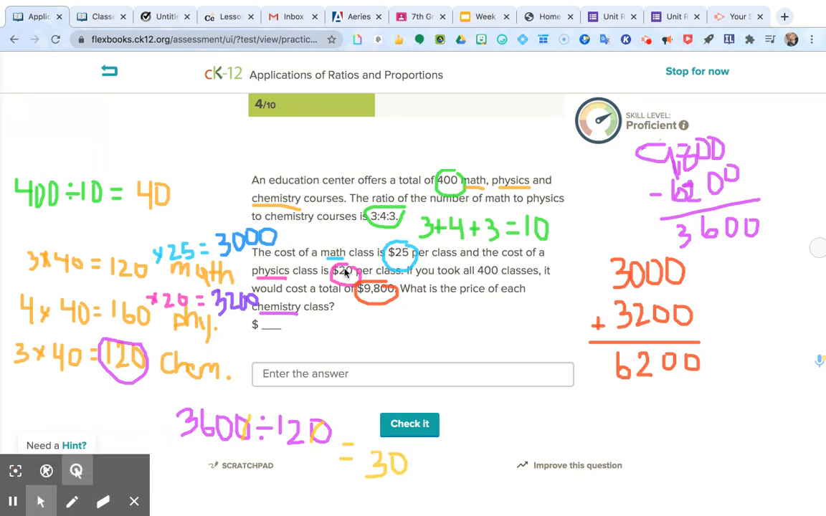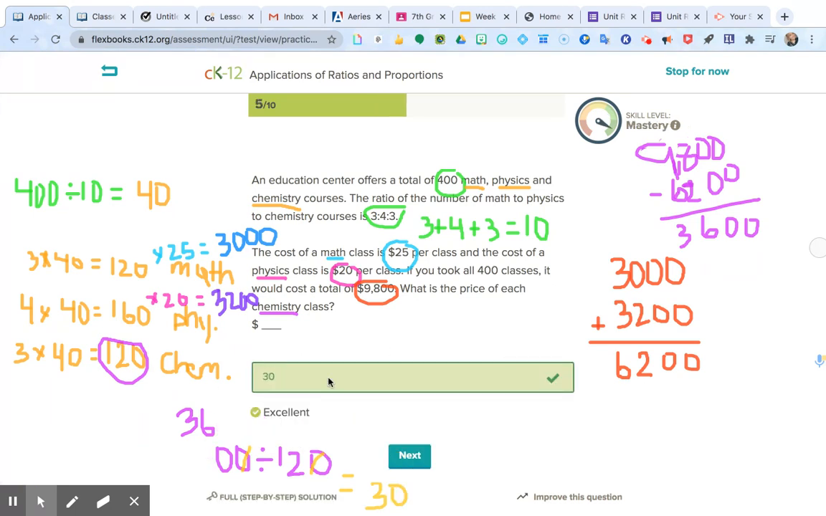And I can double check. That kind of makes sense because math was 25, physics was 20, 30 is close to those numbers, so that kind of makes sense. And I click check it, and it says great job. So that's kind of how to solve this problem. It is kind of multiple steps.